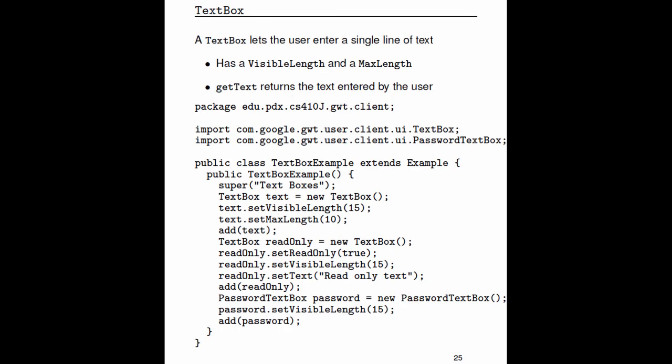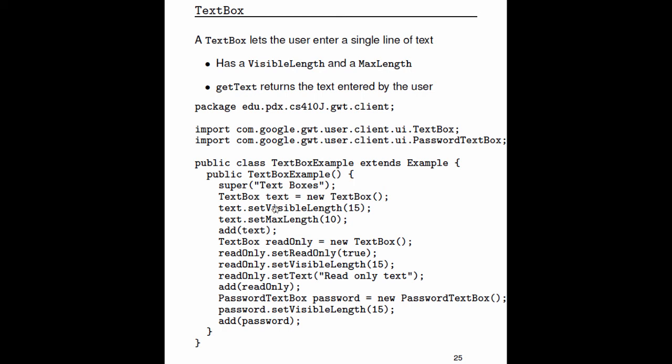A text box is for entering a single line of text. You can specify the number of characters that are visible and then the maximum length. And then when you want to find out what the user entered, you can call the getText method on the object. So here's an example of a text box.